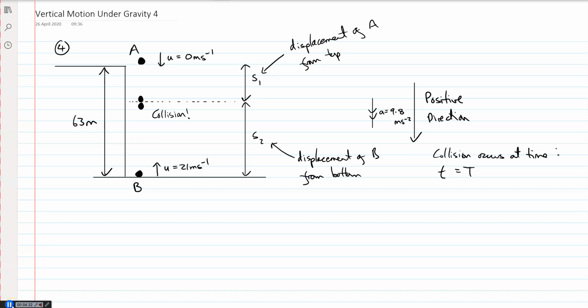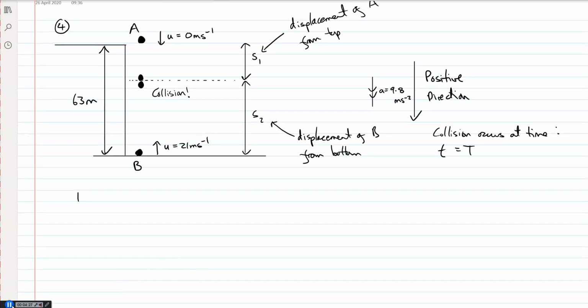Because we've got two separate balls starting with two separate velocities, we're going to treat these differently. So let's have a look at A's motion to start with. So for A, we have U, which is 0 meters per second. It's up here. We've got A, which is 9.8 over here, because it's going downwards. So A is 9.8. We don't have the distance, but we've called it S1. And we know that the time we're looking at is the time of collision will be capital T. Okay, so we've got U, A, S, and T. So we're going to use S equals ut plus a half at squared.